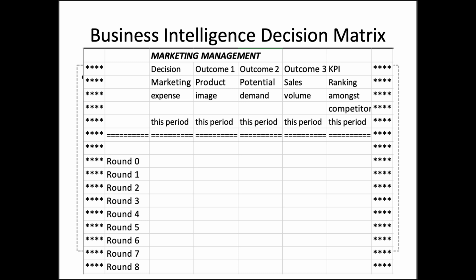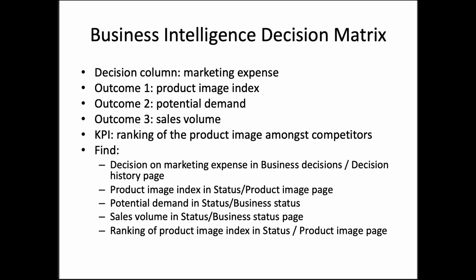You will generate a business intelligence decision matrix like this one as a tool to help you make sound and logical decisions. The decision column is marketing expense. The outcome 1 column is product image index. The outcome 2 column is potential demand. The outcome 3 column is sales volume. The KPI column is the ranking of the product image among competitors.